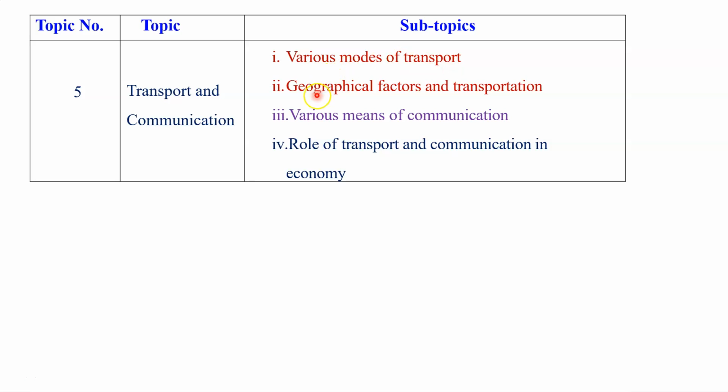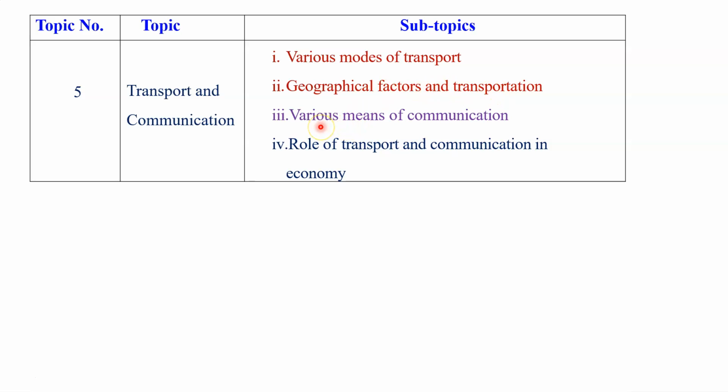Then we have the second very important subtopic, that is geographical factors and transportation. Dear students, you know that the development of transportation totally depends on geographical factors. If the geographical factors are favorable, then definitely we observe a good transportation network. Whereas if the geographical factors are not favorable, then definitely it creates obstacles in the development of transportation. That we are going to discuss with the help of examples.